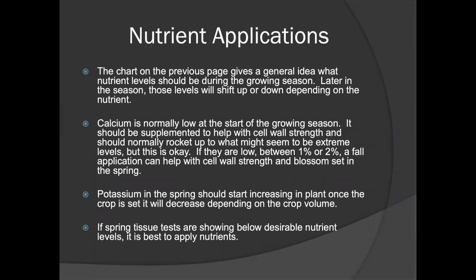And then potassium in the spring, I've looked at enough test data to know that it usually increases. Then once the crop is set, you'll usually see it start to drop because it's being utilized by whatever it's filling. So that's where it goes there. And spring tissue tests are a good thing to take, whether it be sap analysis or tissue analysis, to give you a look and see where we're going.